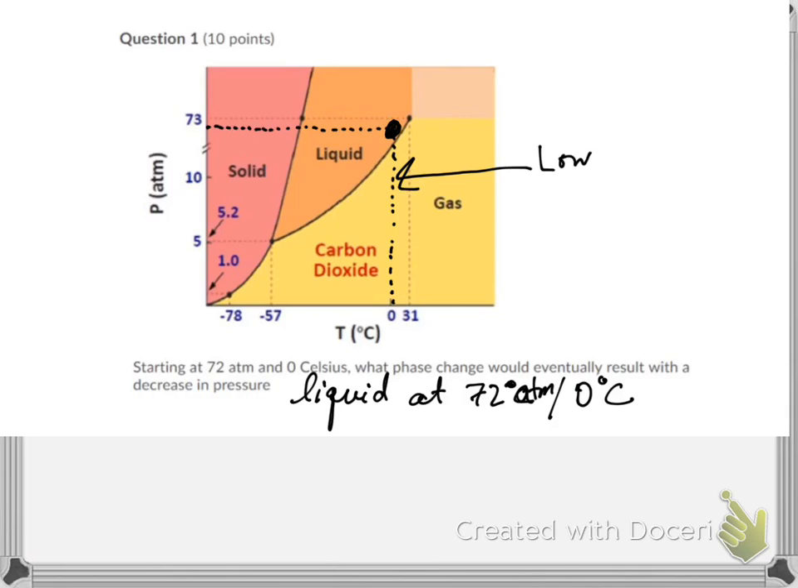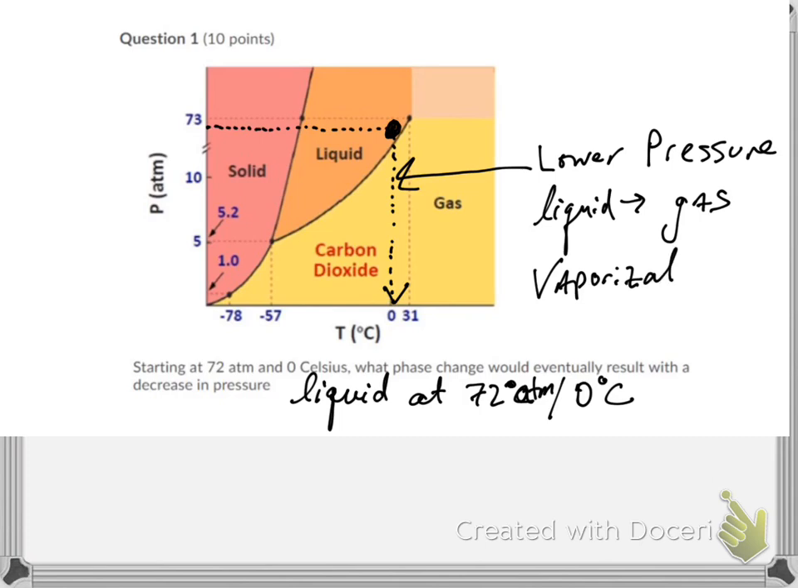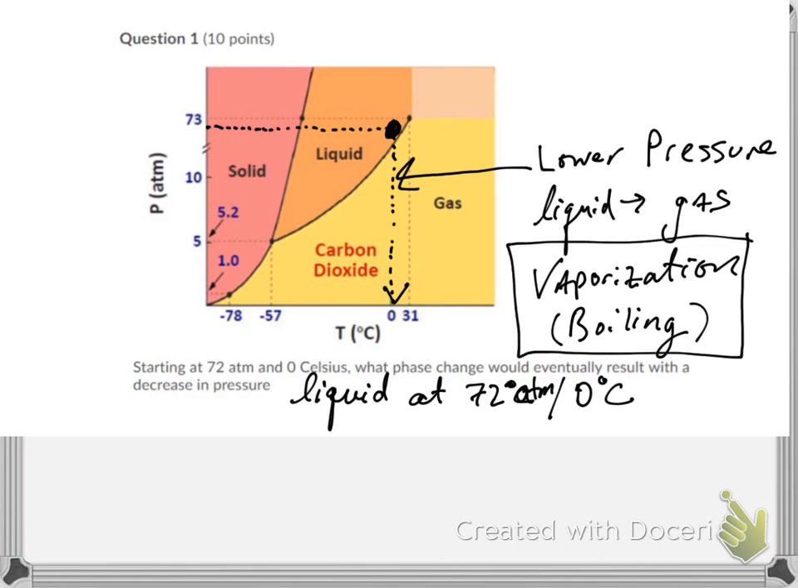And now, as we reduce pressure and go down this line, we would go from liquid to gas phase. This is vaporization, or the phenomenon known as boiling. So we would expect vaporization or boiling to occur as we start at 72 atmospheres and 0 degrees Celsius, keep the temperature constant, and slowly lower the pressure.